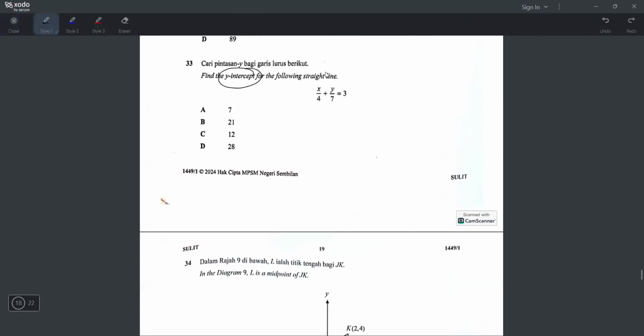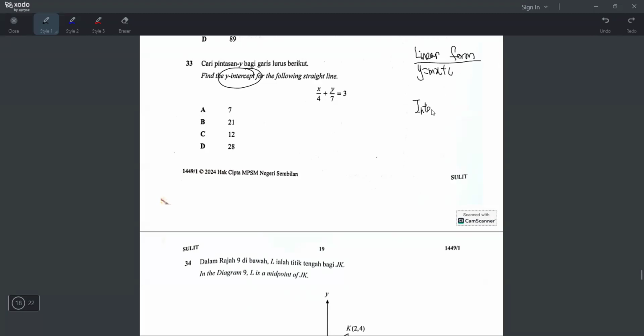33. Find the y-intercept for the straight line. Okay, I've got two methods, and I will explain using both. The first method is you can change the equation to intercept form, right? The most general form for a straight line is y equals mx plus c. This one we call the linear form or the gradient form. This is the general form for a straight line.